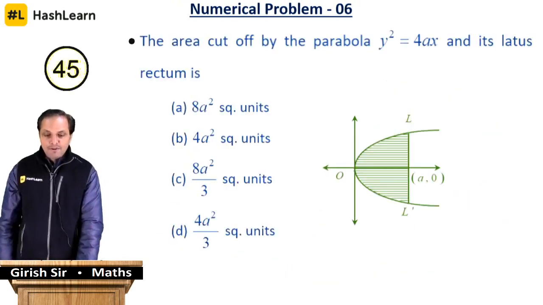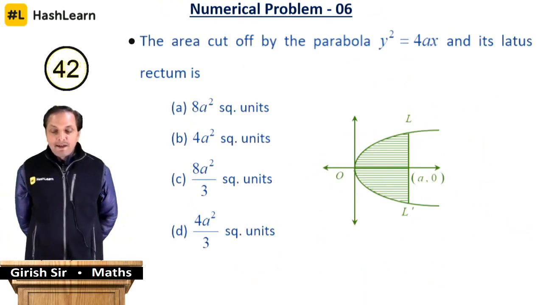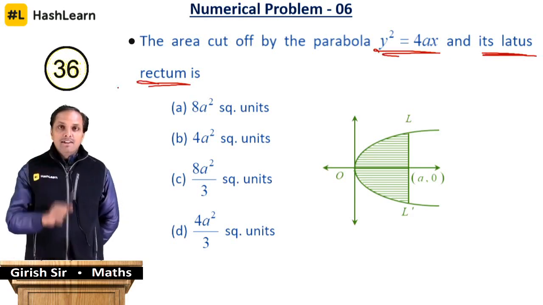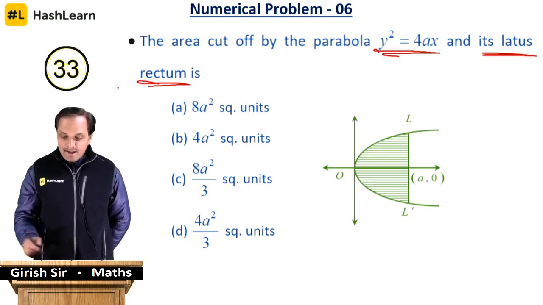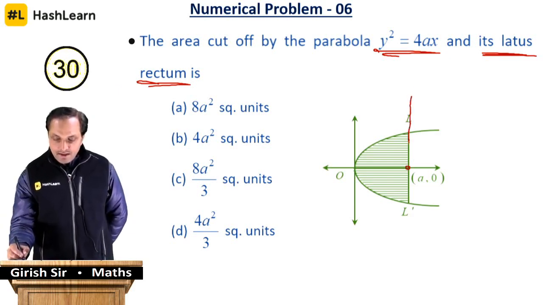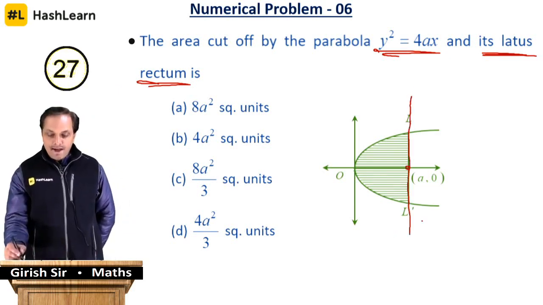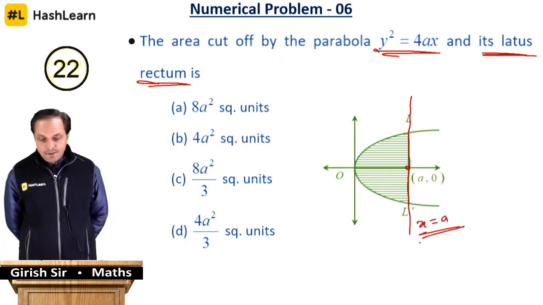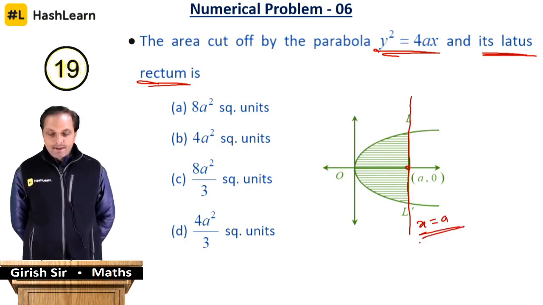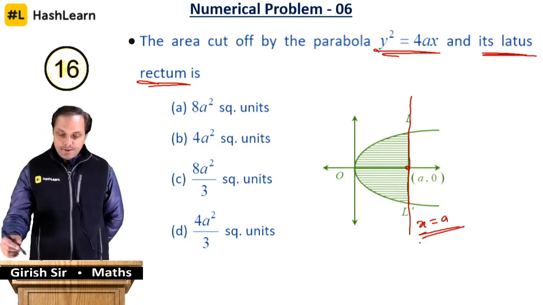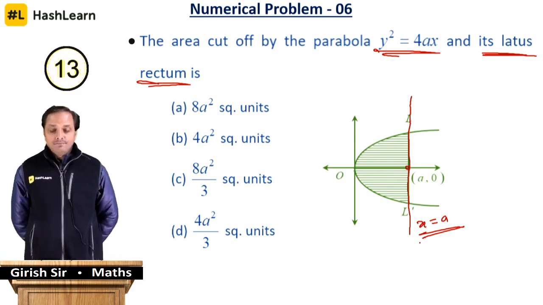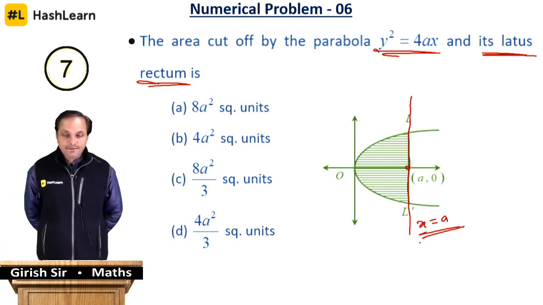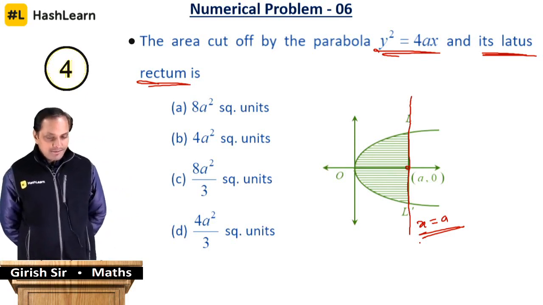So get ready for the next numerical, number 6, and here is the problem with 45 seconds. Find the area cut off by the parabola y square is equal to 4x and its latus rectum. So you all have learnt what a latus rectum is, okay. It is a line passing through the focus. So x is equal to a is the latus rectum. You need to find the total area shaded, above the x-axis and also below the x-axis. Come on guys, no response yet.